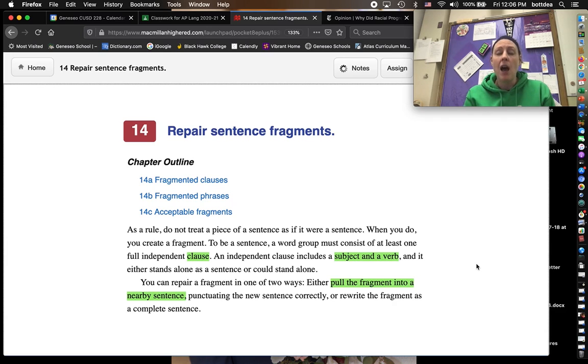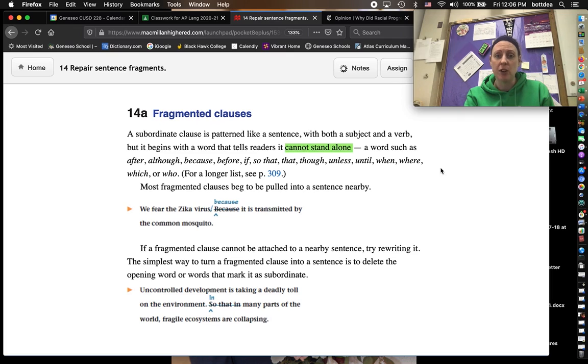That's all. If that doesn't work for you, then you can rewrite the fragment, which would involve changing some language and word choice and grammar. But sometimes it's just as easy as pulling it in and changing capitalization and punctuation. Okay, we're going to talk about fragmented clauses first.